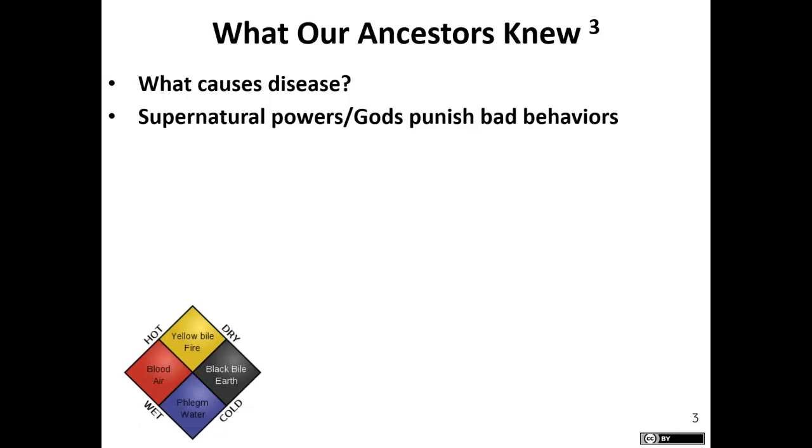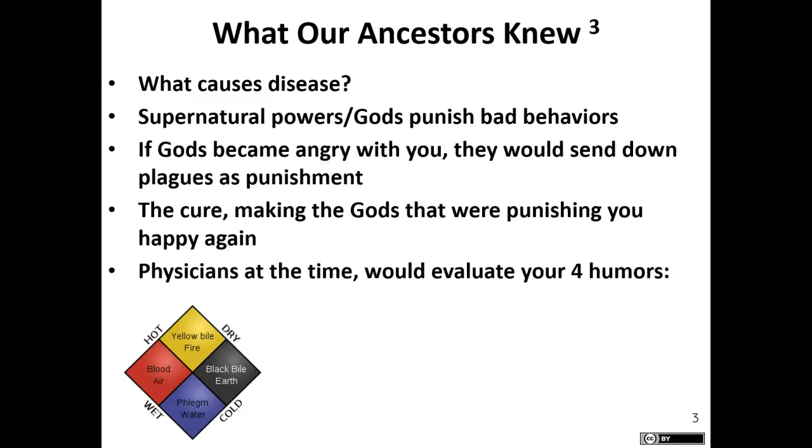In the past, people thought that disease was caused by supernatural powers. If you did something wrong, or if your family did something wrong, or if your community did something wrong, then God would punish you or your entire community. They might send a plague down as a punishment. And the cure was to make your God happy again. And that could be by doing a lot of weird things.